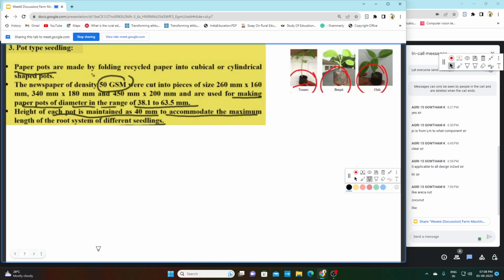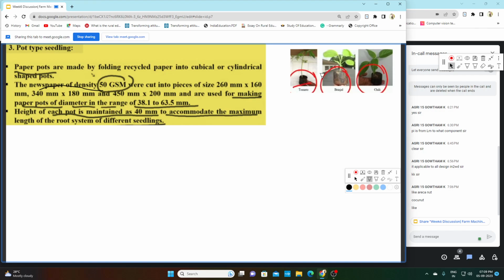In pot type seedling, we are germinating a seed in a pot, and this pot is made from newspaper of density 50 gsm. GSM is a unit of density, gram per square meter. So we are taking a newspaper of 50 gsm and making these pots. After making the pot, we put in soil or vermicompost, and after that we put the seed.